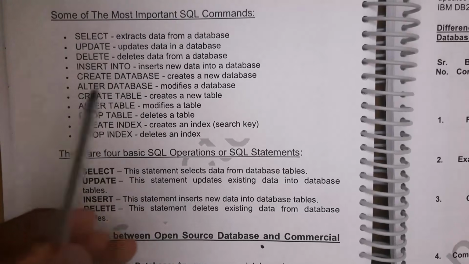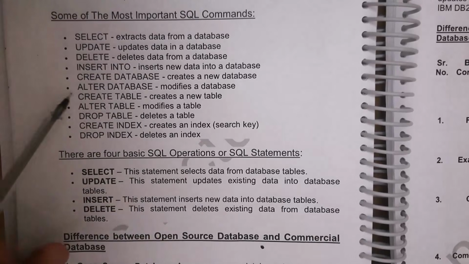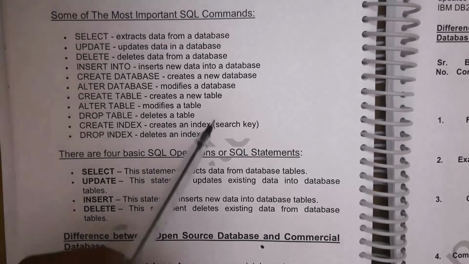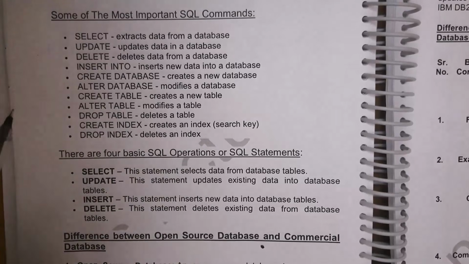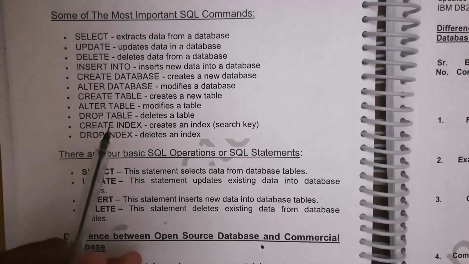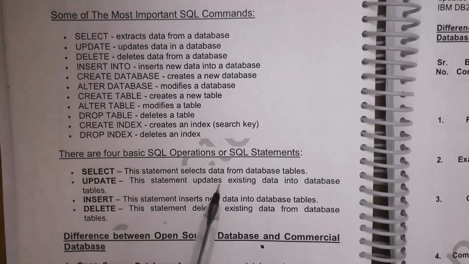And by using the alter database command, we can modify a database. Similarly, by using create table, we can create a table. And by using alter table, we can modify a table. Whereas by using the drop table command, we can delete a table. By using the create index command, we can create an index. By using the drop index command, we can delete an index.